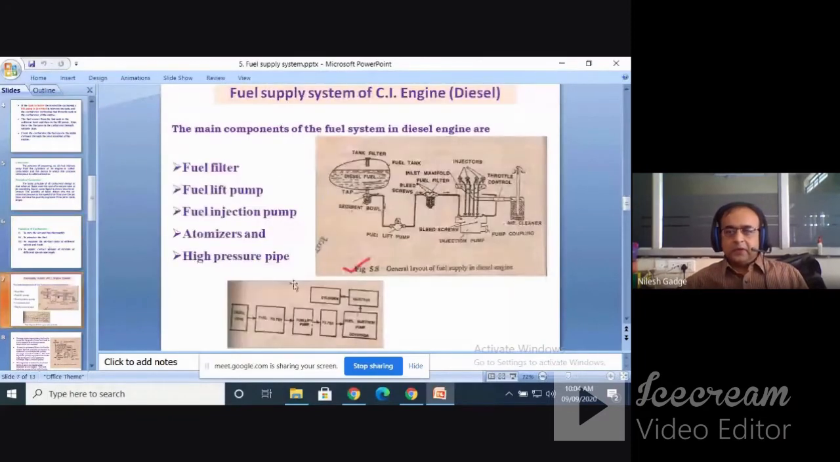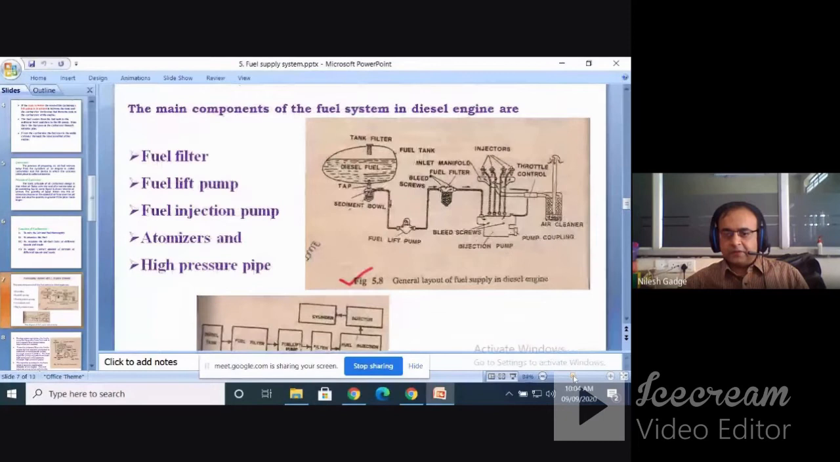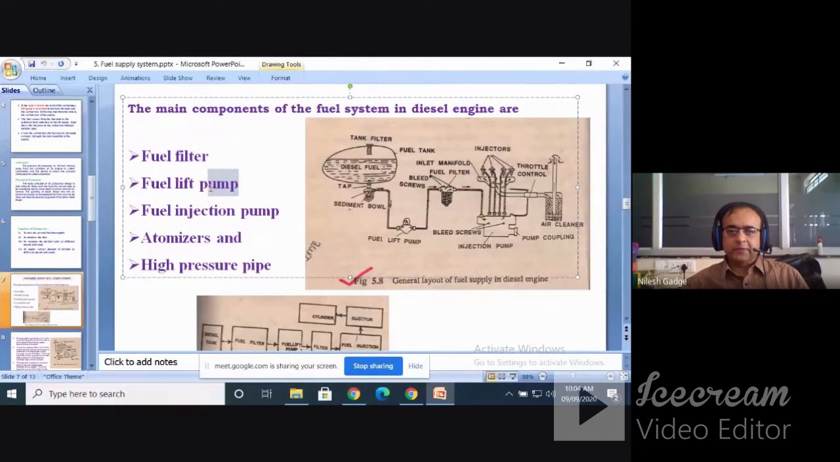Okay. So we'll start with this fuel supply system of diesel engine. First of all, you should know what the components of the fuel supply system of diesel engine are. Fuel tank is always there. Then fuel filter, then fuel lift pump, then fuel injection pump.